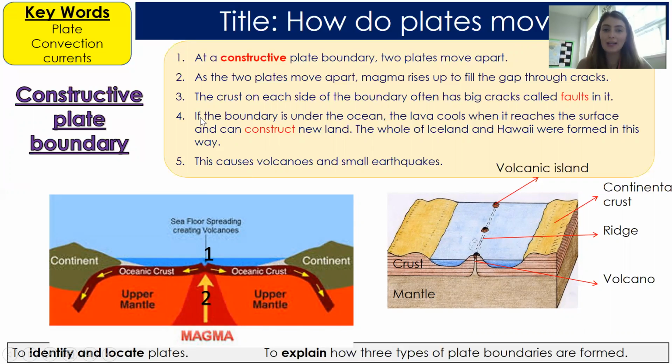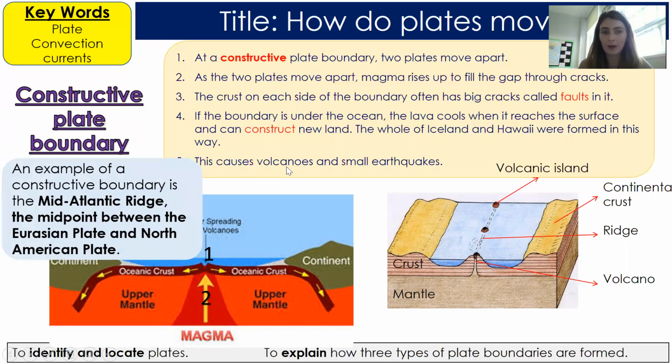The crusts on each side of the boundary often have big cracks called faults in them. If the boundary is under the ocean, the lava cools when it reaches the surface and can construct new land. So, for example, the whole of Iceland and Hawaii were formed this way. Here on this plate boundary, we can get volcanoes, and sometimes you can get really small earthquakes, and there's some examples of places located on this plate boundary.